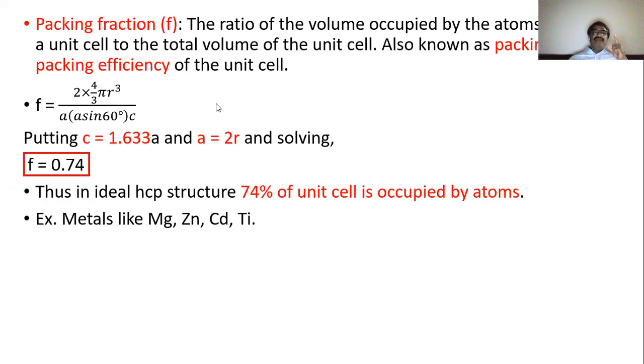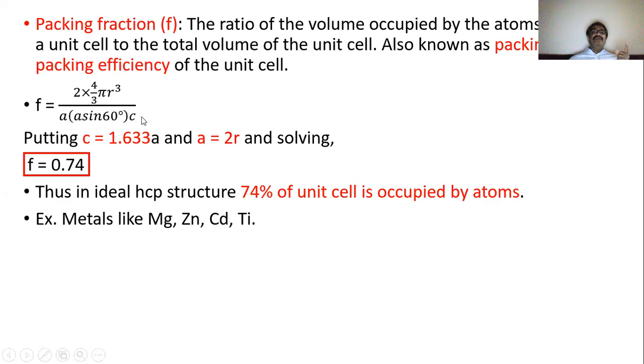And in the primitive unit cell we find that there are only two atoms. So if the radius of the atom is r, then its volume is 4 by 3 pi r cube. It is simply the formula for the volume of a sphere. So two atoms are there, 2 into 4 by 3 pi r cube. So this will be the volume occupied by the atoms in the primitive unit cell. And what about the volume of the primitive unit cell? That will be length into breadth. So length a into a sine 60 degree, that is the breadth, and c is its height.